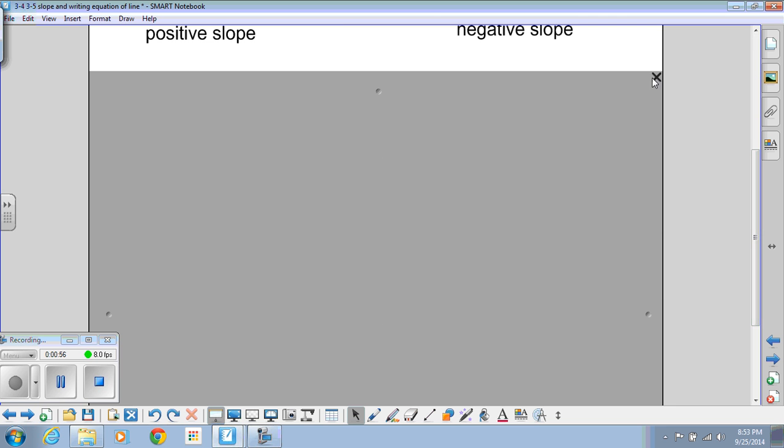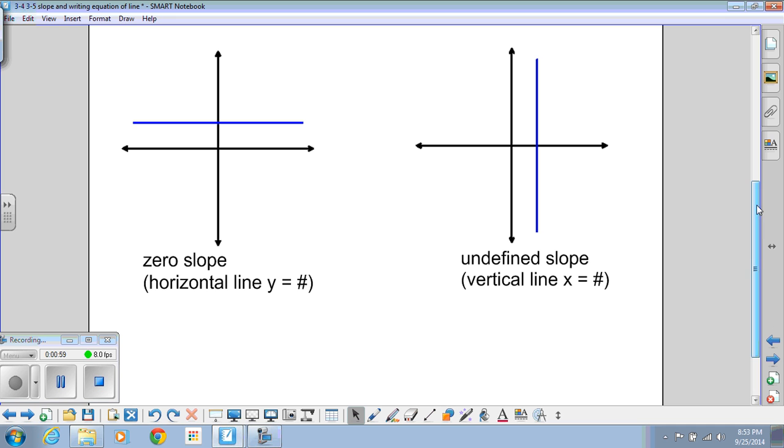We also had lines that were horizontal. And remember, horizontal lines have a slope of 0. Imagine walking along and you're not going uphill or downhill at all. You're just walking straight across a flat plane, so 0. And those equations, remember, just look like y equals some number. An undefined slope, or when we had vertical lines. So imagine, if you can imagine going up a cliff, you would need some climbing gear to walk up that straight line. So that's an undefined slope. It's a vertical line. And those equations always look like x equals some number.